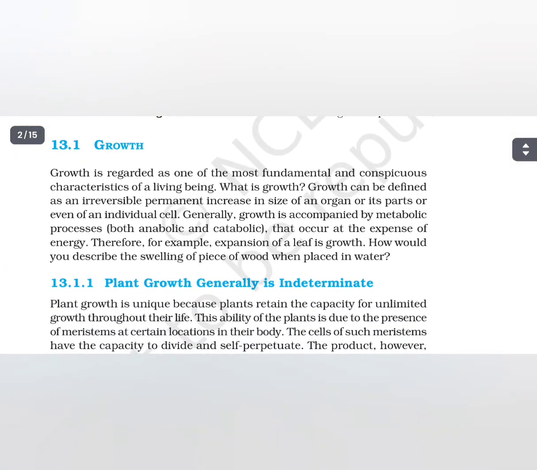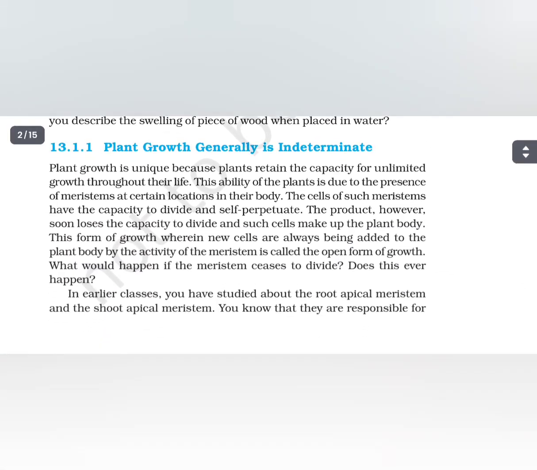Growth is regarded as one of the most fundamental and conspicuous characteristics of a living being. What is growth? Growth can be defined as an irreversible permanent increase in size of an organ or its parts or even an individual cell. Generally, growth is accompanied by metabolic processes, both anabolic and catabolic, that occur at the expense of energy. Therefore, for example, expansion of a leaf is growth. How would you describe the swelling of a piece of wood when placed in water?